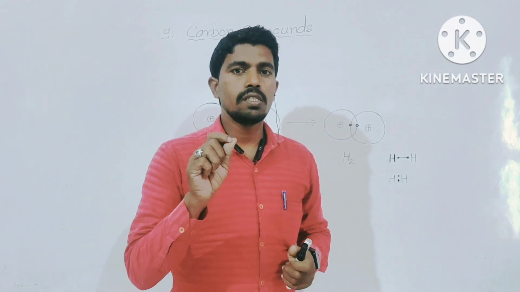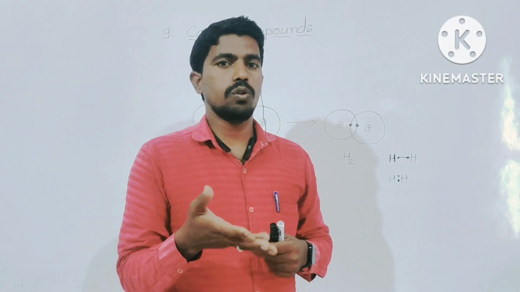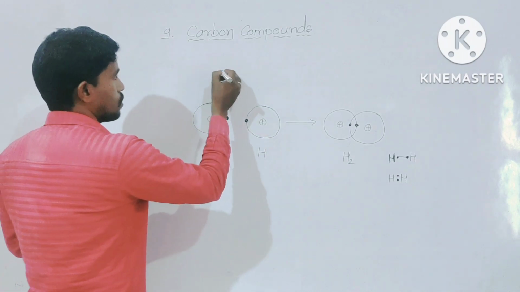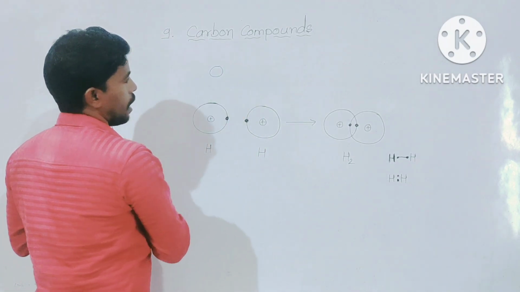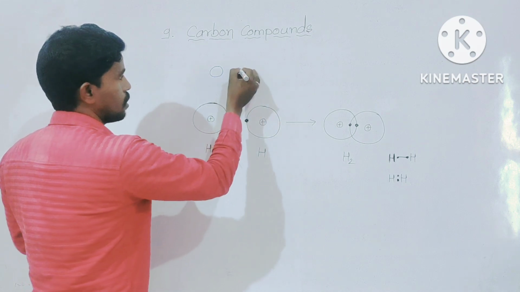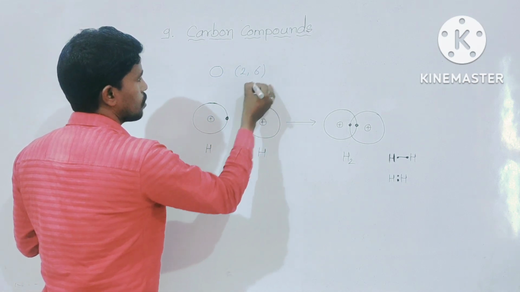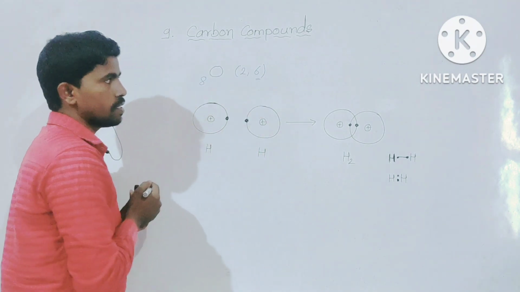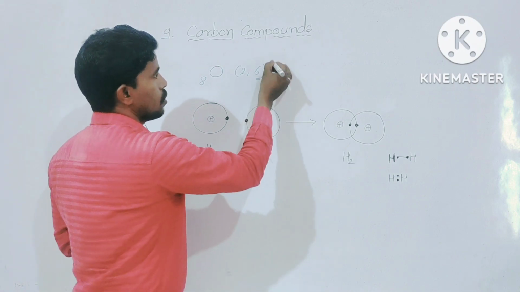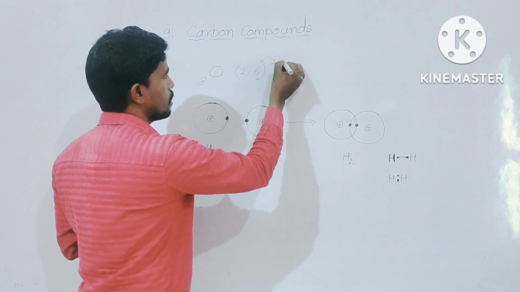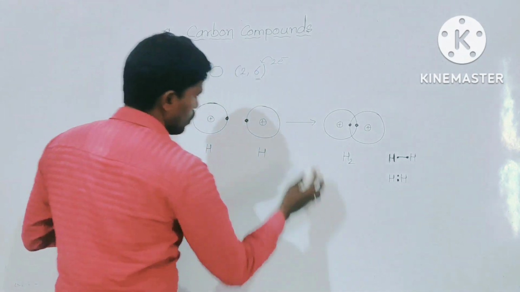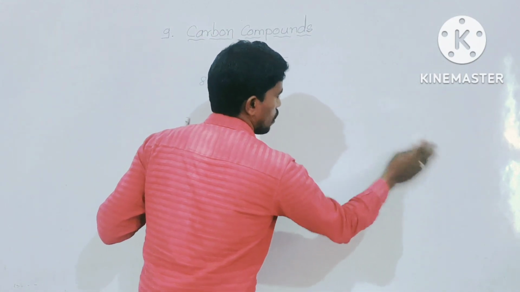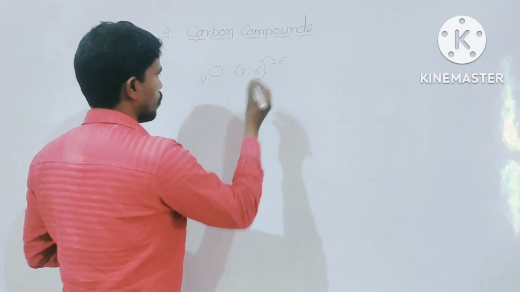Similarly, a double bond is formed by sharing of 2 electrons. For example, oxygen. The symbol of oxygen is O, and its electronic configuration is 2, 6 because its atomic number is 8. Its outermost shell contains only 6 electrons and it requires 2 more electrons to complete its octet. Therefore, oxygen shares 2 electrons with another oxygen atom, forming a double bond between 2 atoms of oxygen.